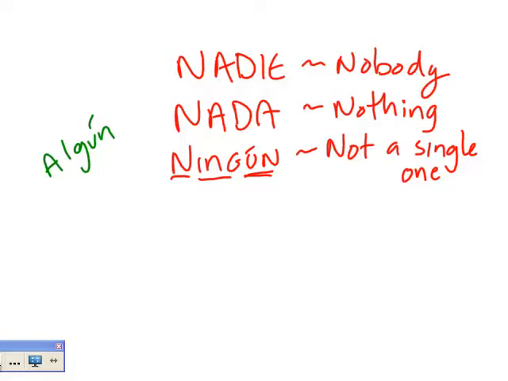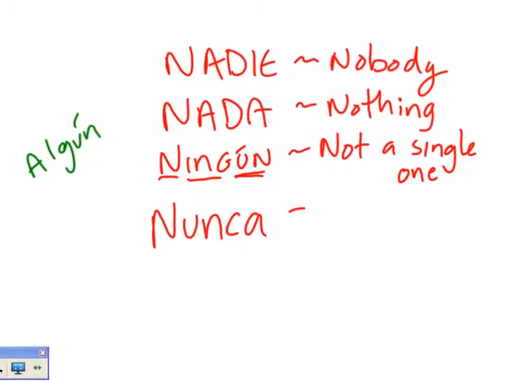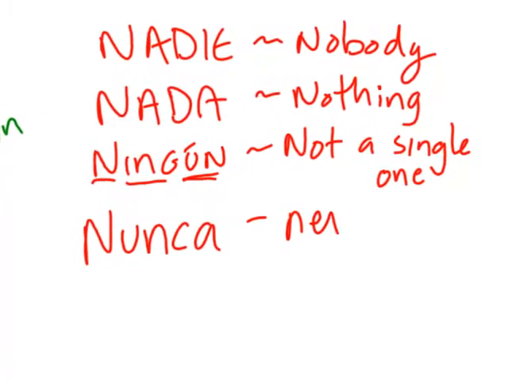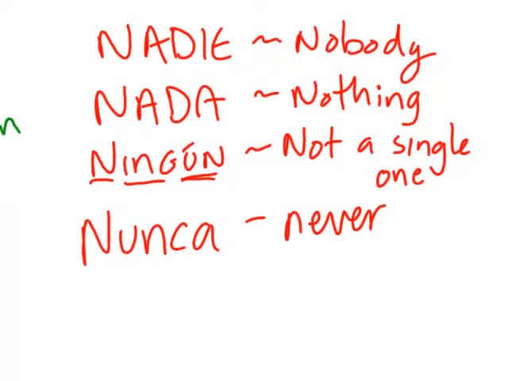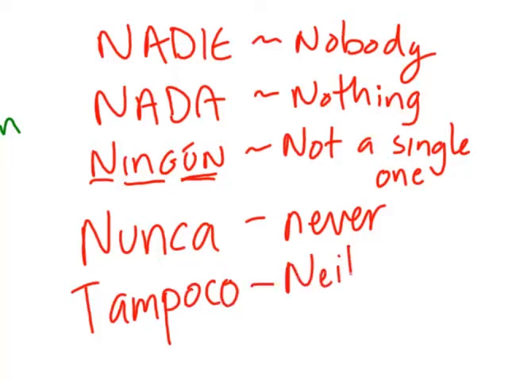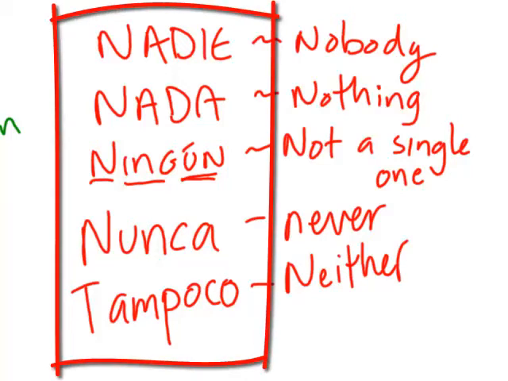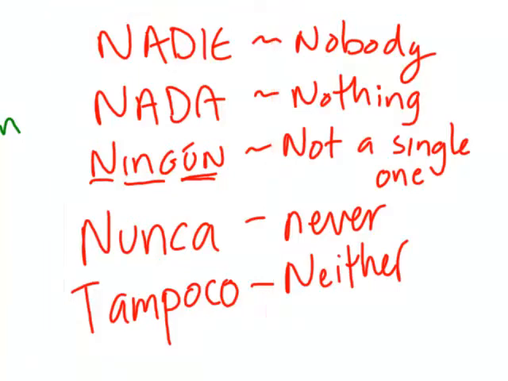Then our last couple here. Nunca, which is the opposite of siempre. What was siempre? Siempre was always. So if nunca is the opposite, it means never. And our last one, a mí también, that was positive. Let's go negative: tampoco. Neither, neither. Okay. Nadie, nobody, nada, nothing, ningún, not a single one, nunca, never, tampoco.